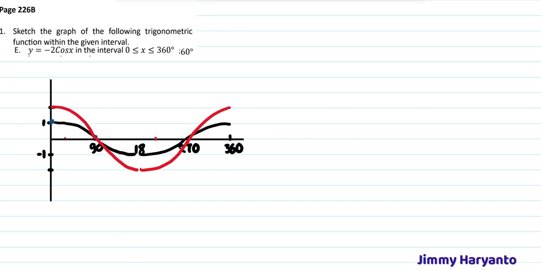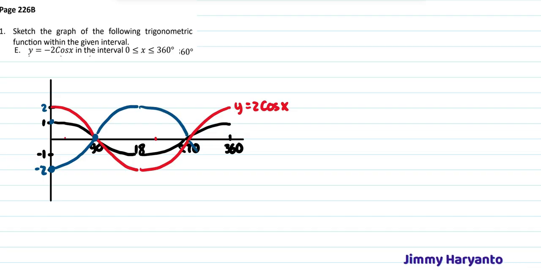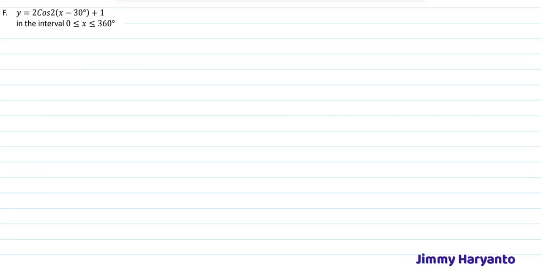For E, you have to draw a negative 2 cos x. We already drew y equals 2 cos x before, and we only have to add the negative part. Negative means flip upside down. That means this point, which is 0, 2, will become 0, negative 2. 90 will still be 90. Not flip the coordinates, but only flip the y upside down. So this one is like this, like that, and like this. So this one is negative 2 cos x.